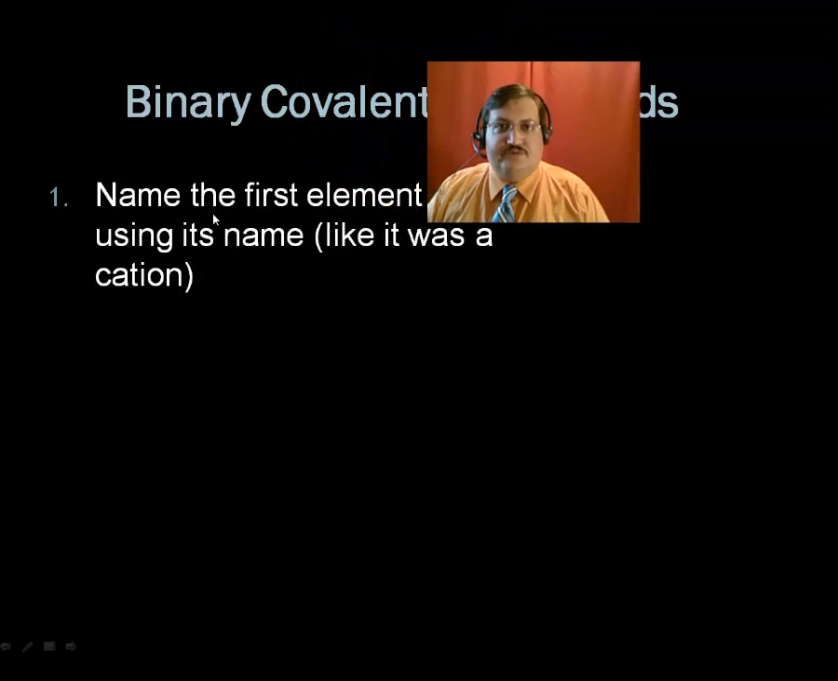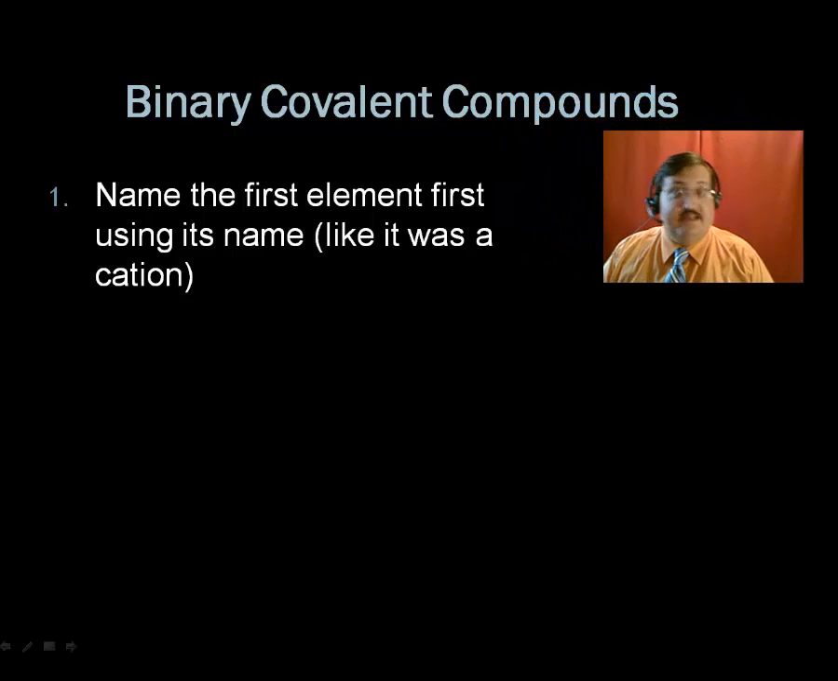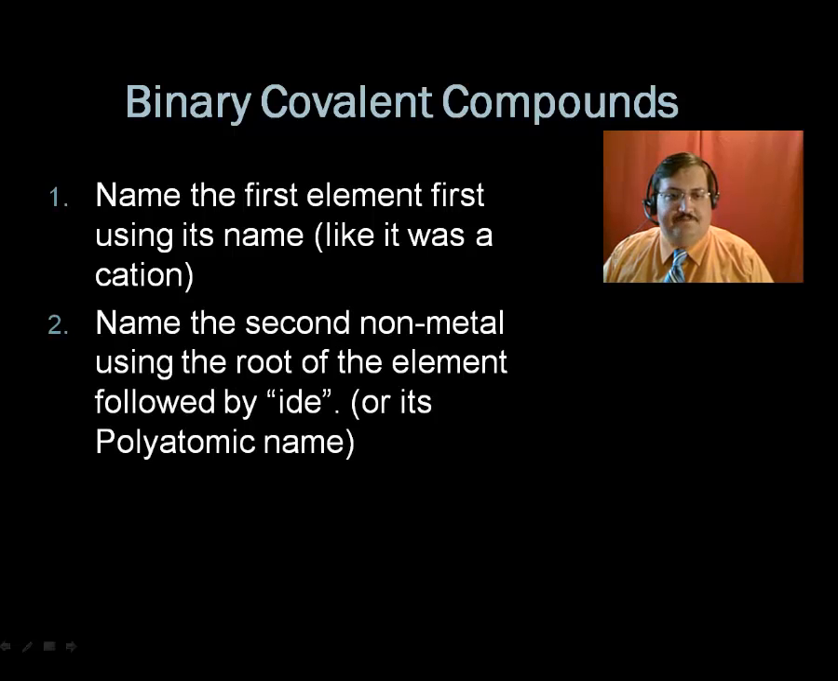So, the rules for naming a covalent compound. First, we name the first element, just like it was a cation, or the metal in an ionic compound. We use its full name. We do not change the ending at all. The second nonmetal is named using the root of the element followed by ide, or if it's a polyatomic, using its polyatomic name. This is the same thing as we saw with the anion in the ionic compound.